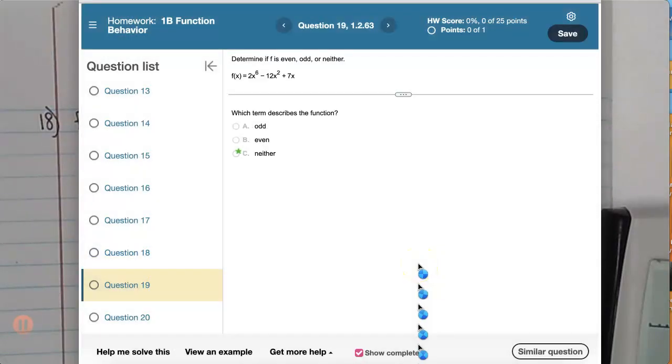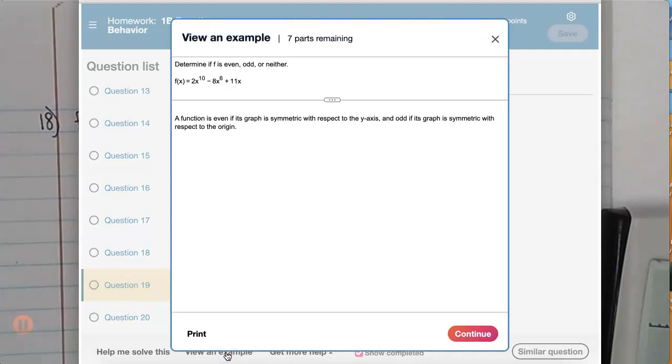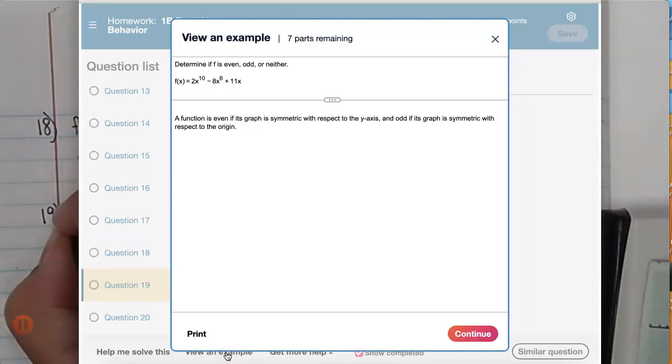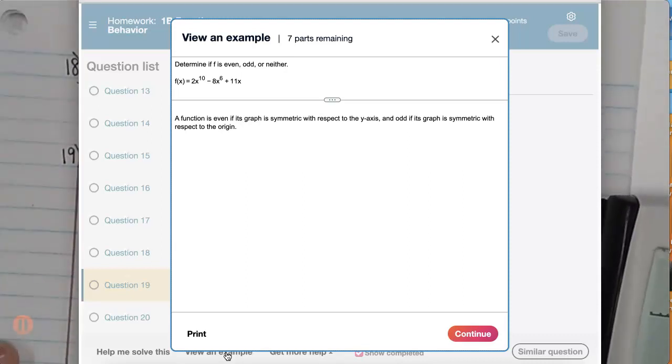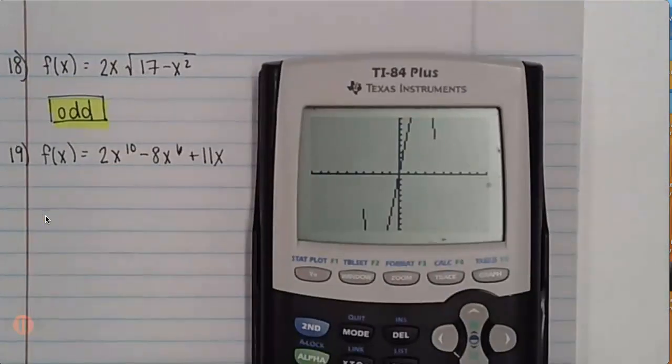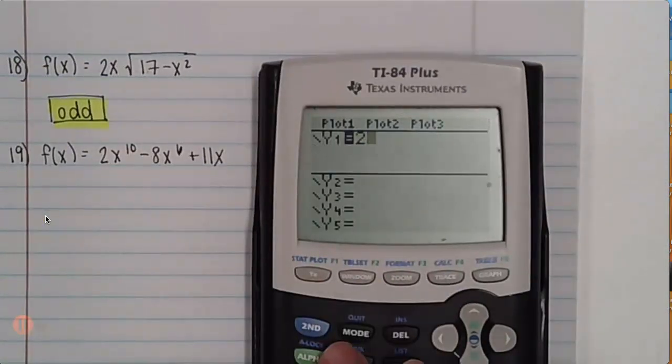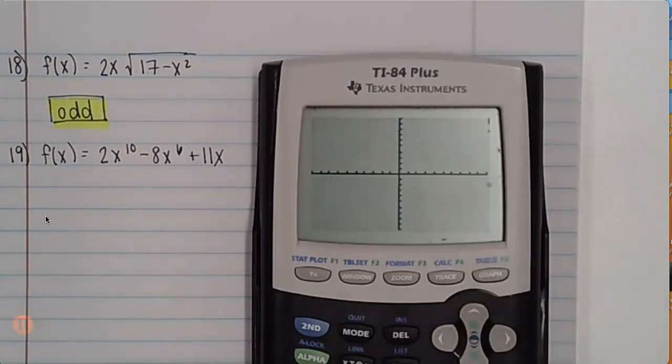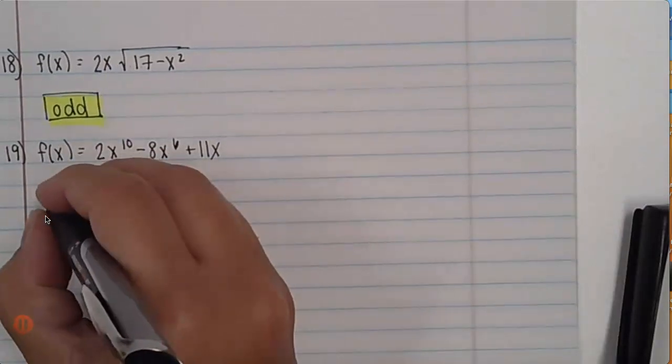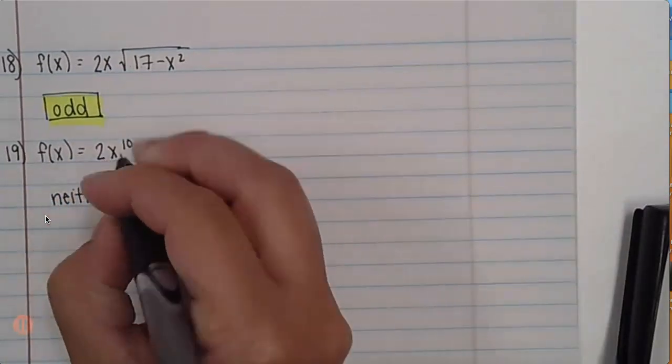All right, number 19, determine whether it's even, odd, or neither. In this case, we have f of x equals 2x to the 10th power minus 8x to the 6th power plus 11x. Let's graph it. Okay, this is clearly neither. There's no need to check algebraically. It's not even close to symmetrical.